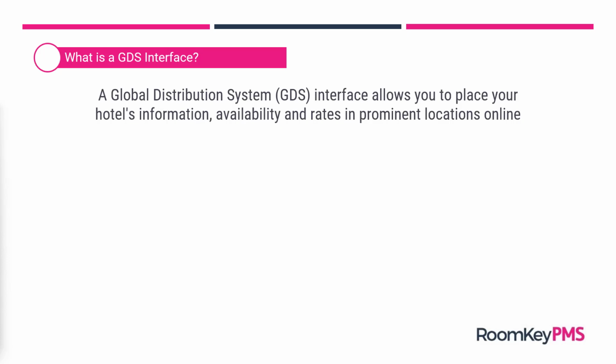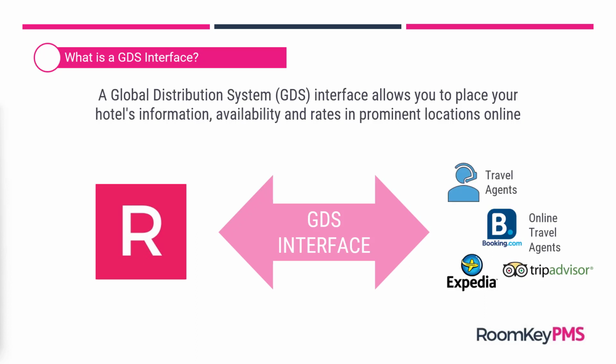That means that it's interfacing or working with a third party. Those prominent locations online refer to places where your guests can find your hotel, review the hotel information, your availability, and actually book a reservation using a rate that you distribute. So what this looks like for today's presentation is communication between RoomKey via a GDS interface, and you're connecting with those prominent locations online, like online travel agents. That could be booking.com or Expedia. It could be a live travel agent, or it could also be a corporate travel agent.